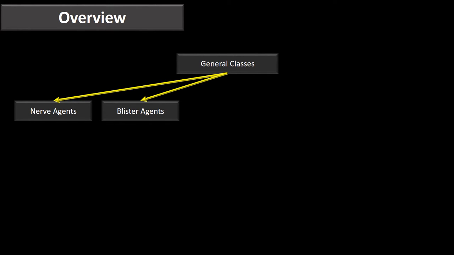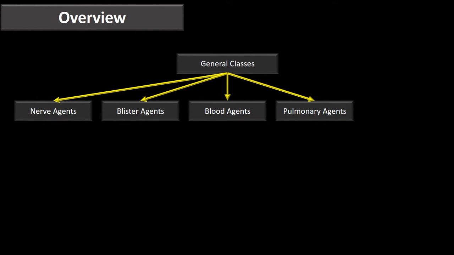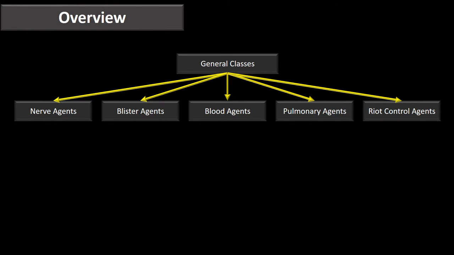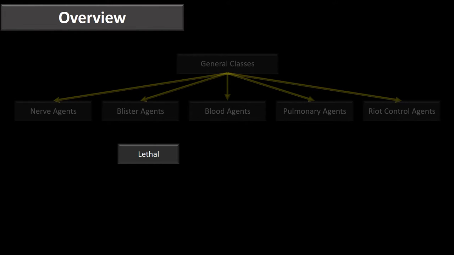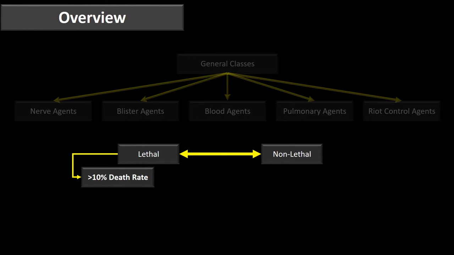A broad overview of the general classes of chemical weapons. We classify them as nerve agents, blister agents, blood agents, pulmonary agents, and riot control agents. We can further classify chemical weapons as lethal versus non-lethal. A chemical weapon would be classified as lethal if it causes a casualty rate of greater than 10%. All right, if it has a casualty rate greater than 10%, that is considered a lethal agent.